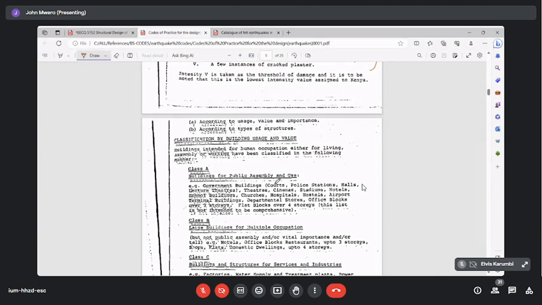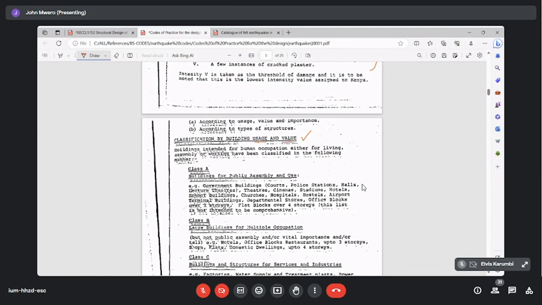So the first one is how important that building is. And that's the first categorization that we need to think about. Classification of building, usage, and value. So two things. What are we using this building for? And what's the value of this building?